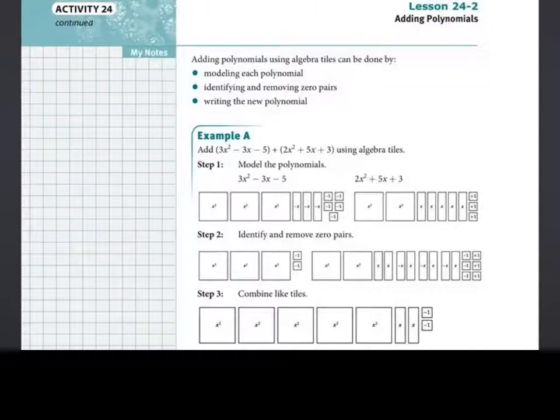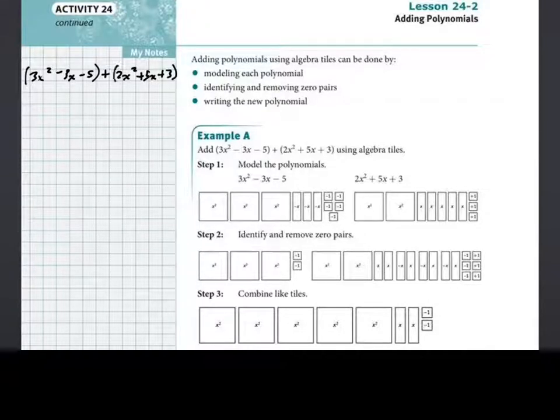I'm not going to have you guys draw algebra tiles, but I am going to use the illustrations to kind of help us understand what's happening. So here we're going to add this. And so in our margin right here, I want you guys to copy this problem. It says 3x squared minus 3x minus 5. And we're going to add to that 2x squared plus 5x plus 3.